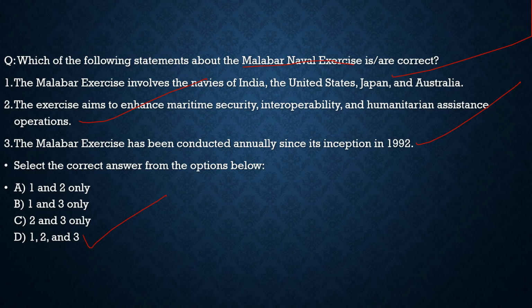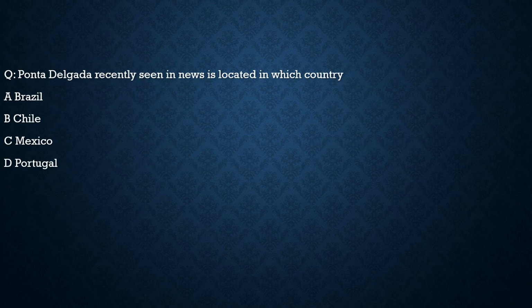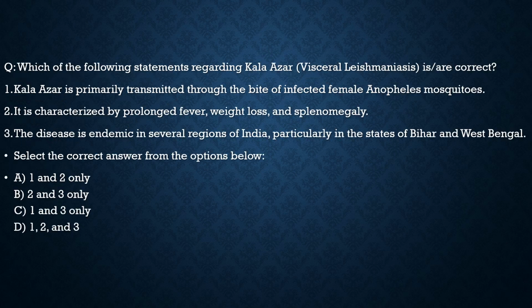With this, let us move to another question and try to solve it. Here the question is directly on Ponta Delgada, recently seen in news. It is located in which country? Is it in Brazil? No. Is it in Chile? No. Is it in Mexico? No. Is it in Portugal? Yes, 100% correct. Portugal is the correct answer. It is in the Azores Islands of Portugal. So with this, let's move to the last question with current affairs.